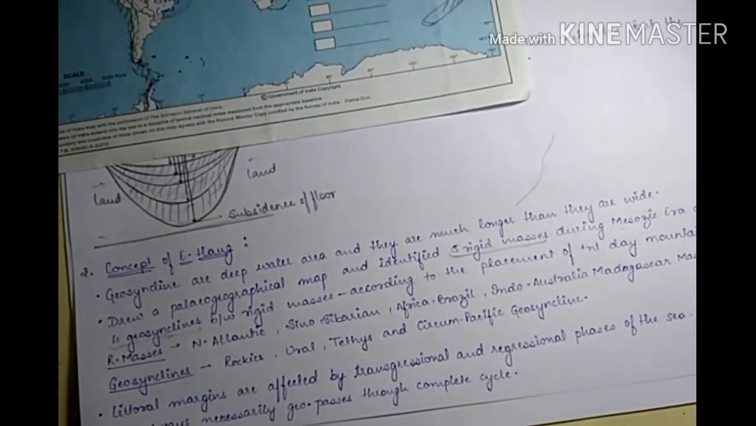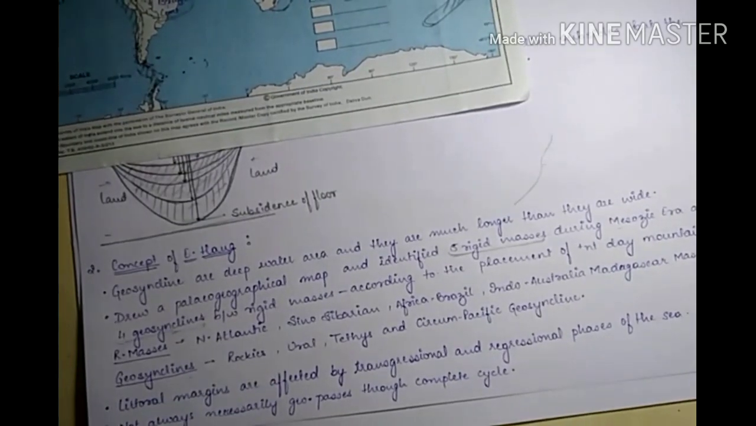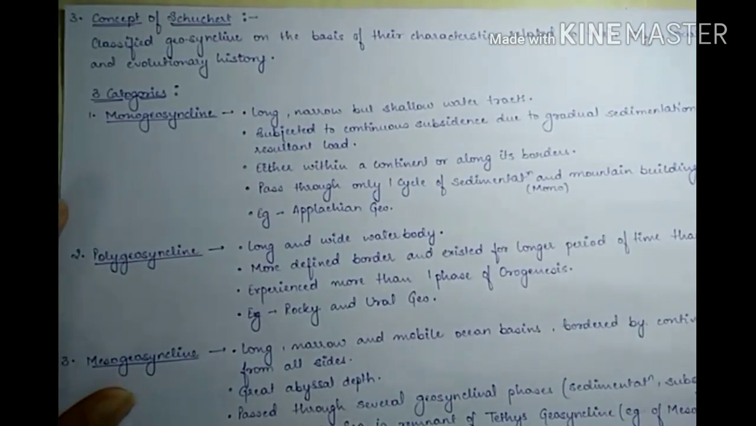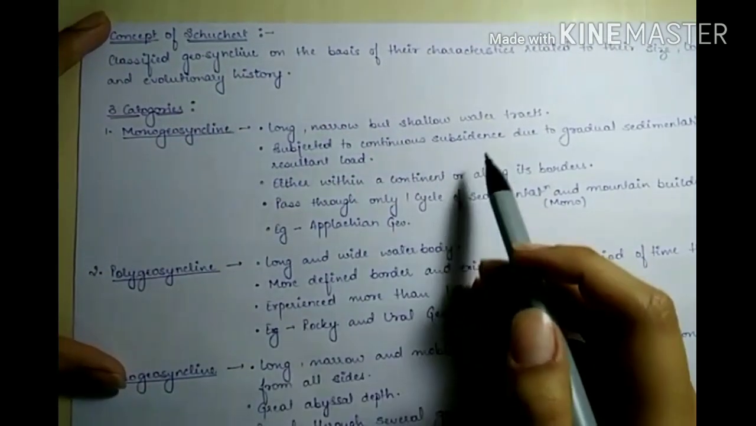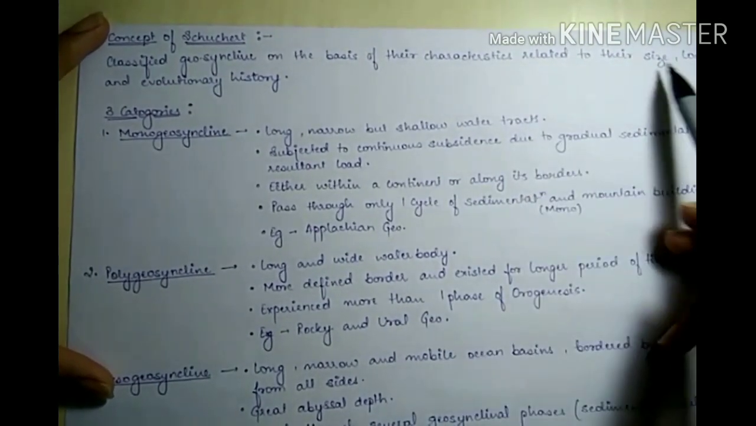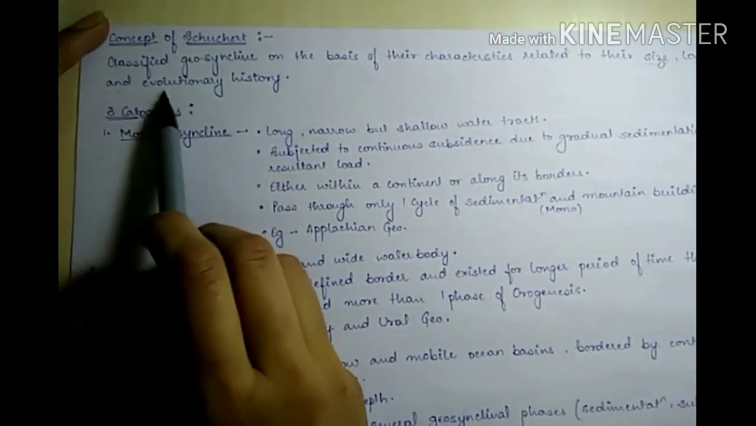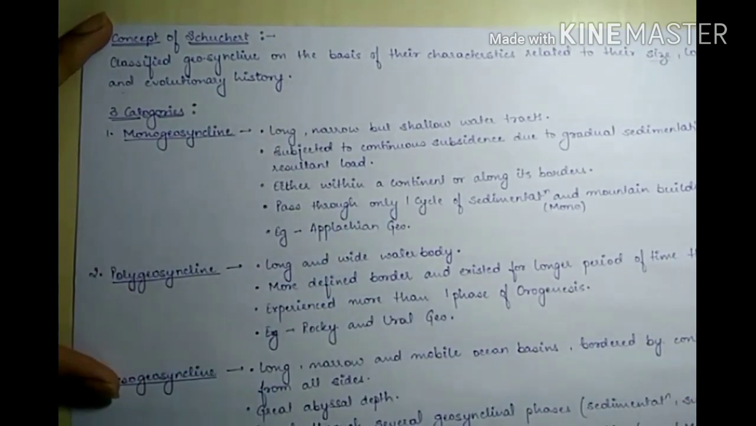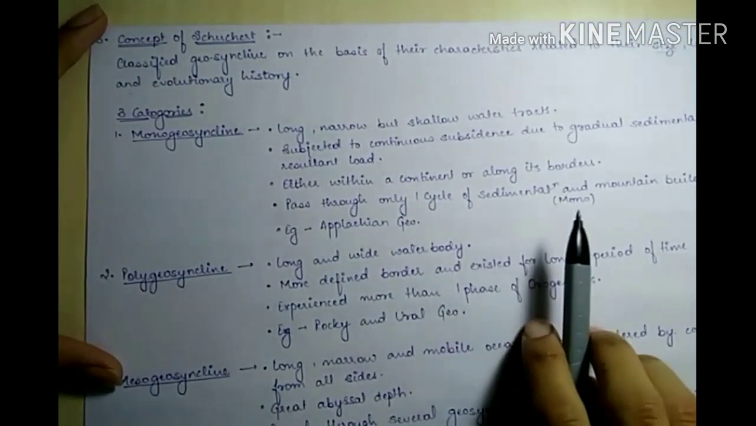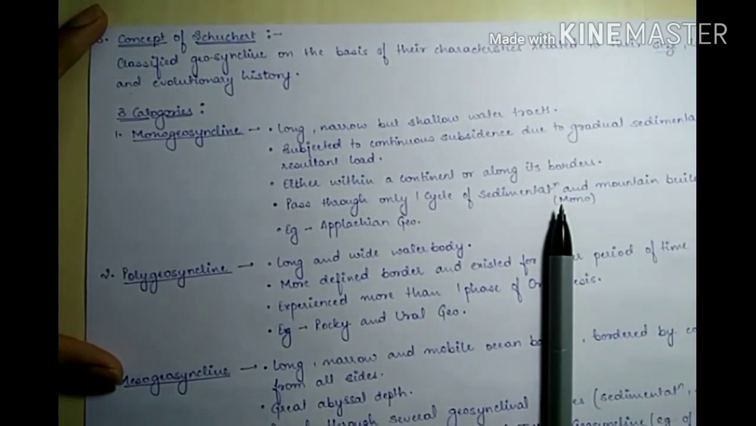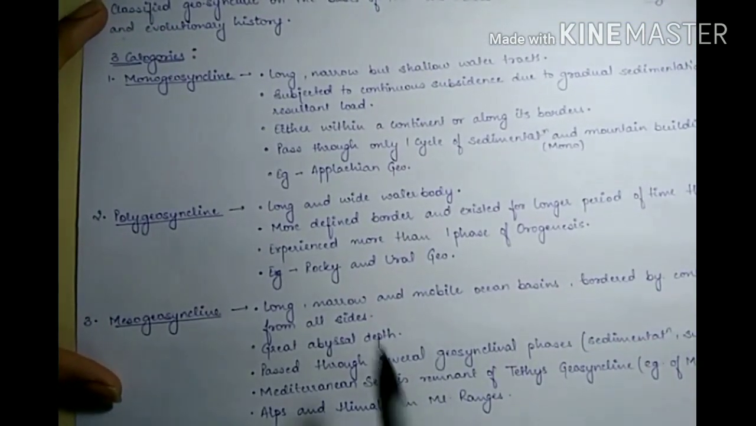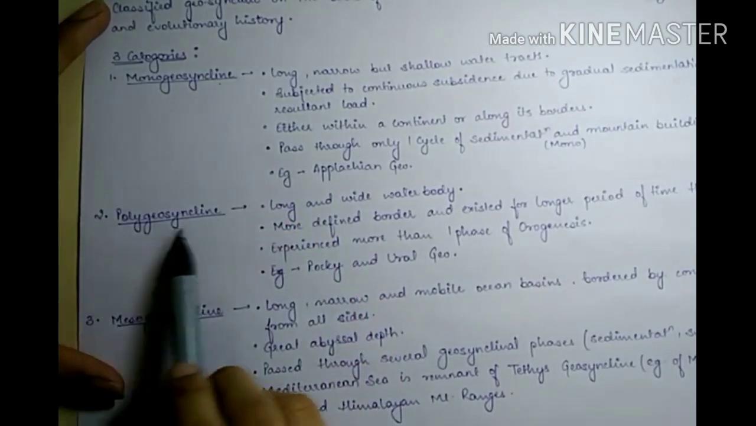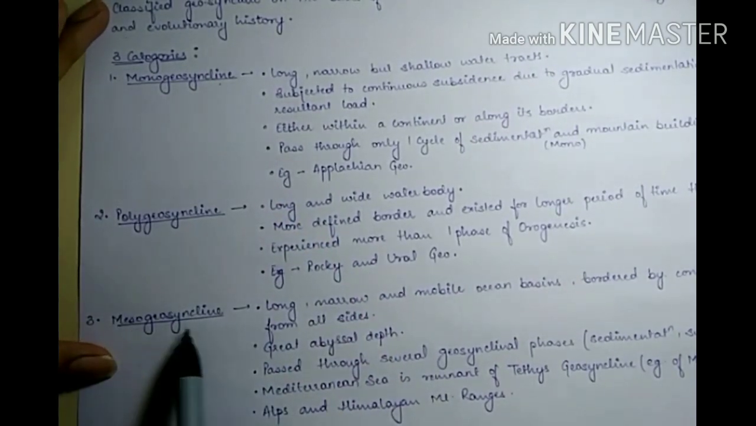Now let's move to another concept. Now next is the concept of Schuchert. He classified geosynclines on the basis of their characteristics related to their size, location, and evolutionary history. He divided them into three categories according to these characteristics. So these categories were monogeosyncline, polygeosynclines, and mesogeosynclines.